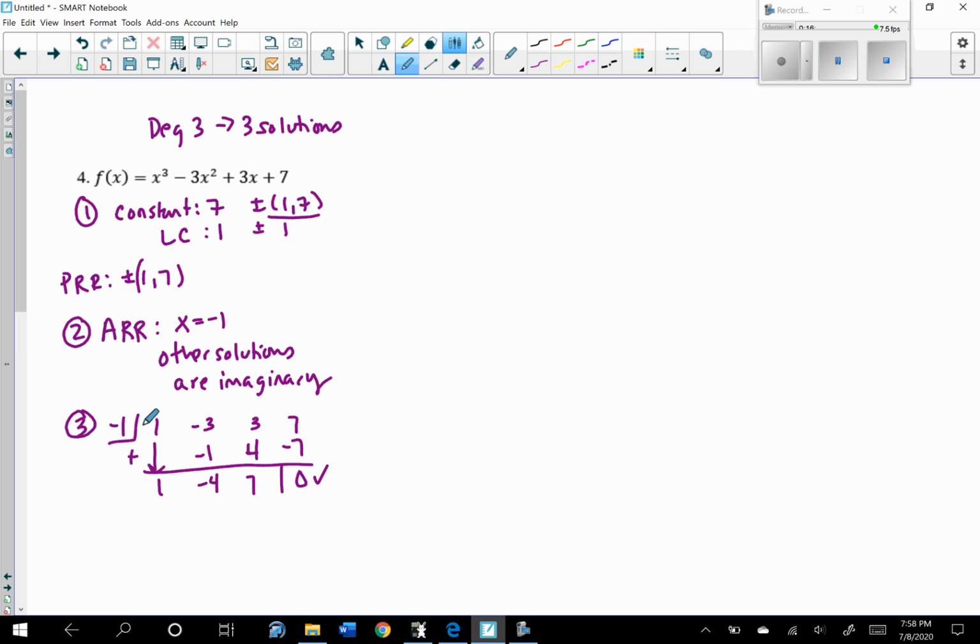And then from here, we can write our factors. So one factor is x plus 1, and then we get x squared minus 4x plus 7. And for this, if you try to find factors of 7 that add up to negative 4, it does not factor.